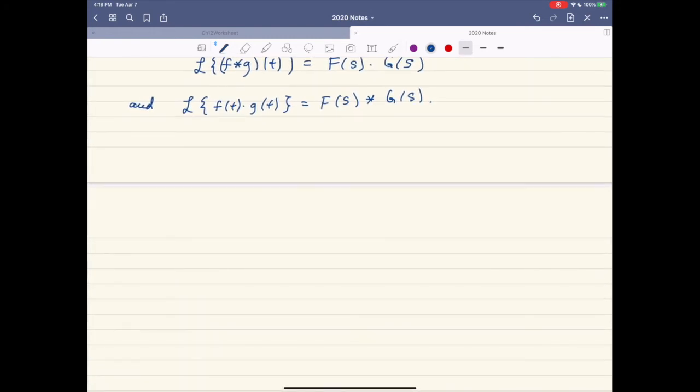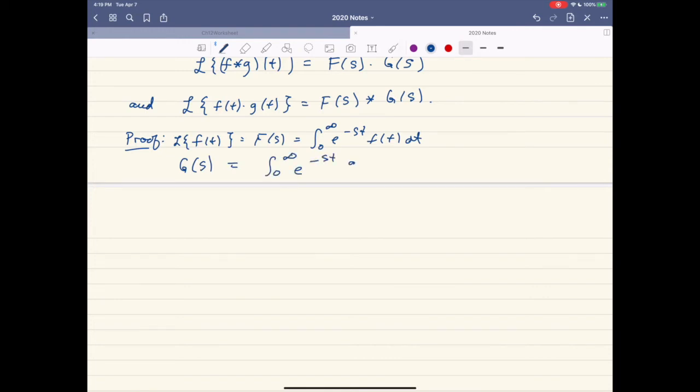And what we're going to do is, I want to walk through a proof, and let's just recall that if I take the Laplace transform of f, that's what I mean by capital F of s, that's the integral from 0 to infinity e to the negative st f of t dt. Likewise, if I were to take capital G of s, that's the integral from 0 to infinity, e to the negative st, little g of t, dt.